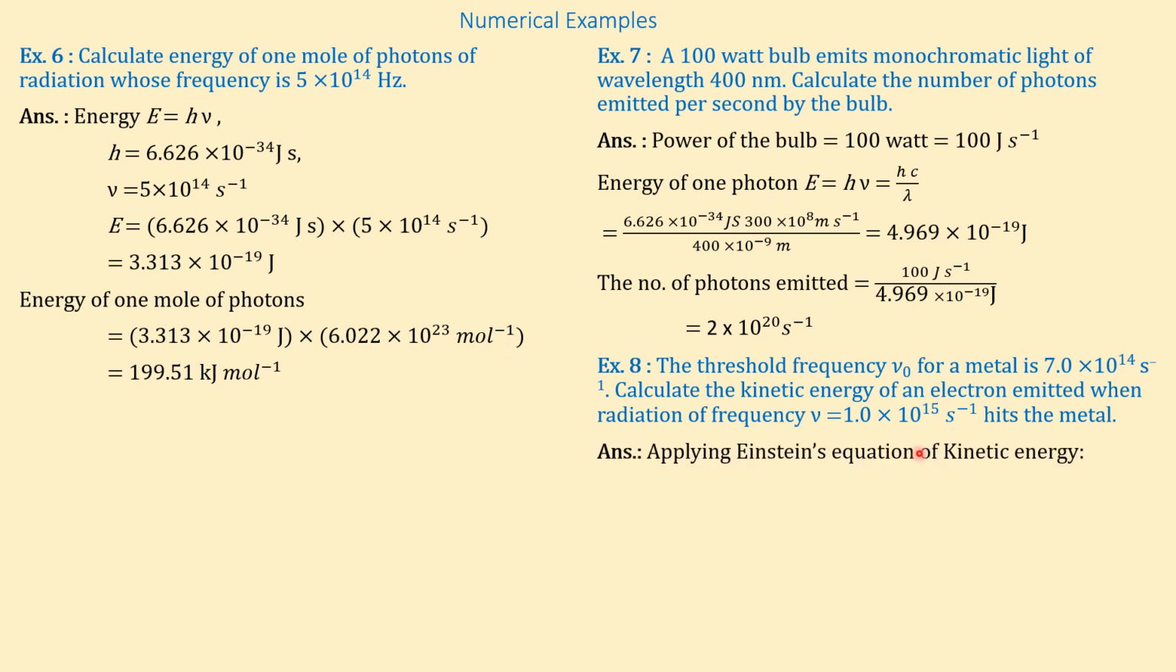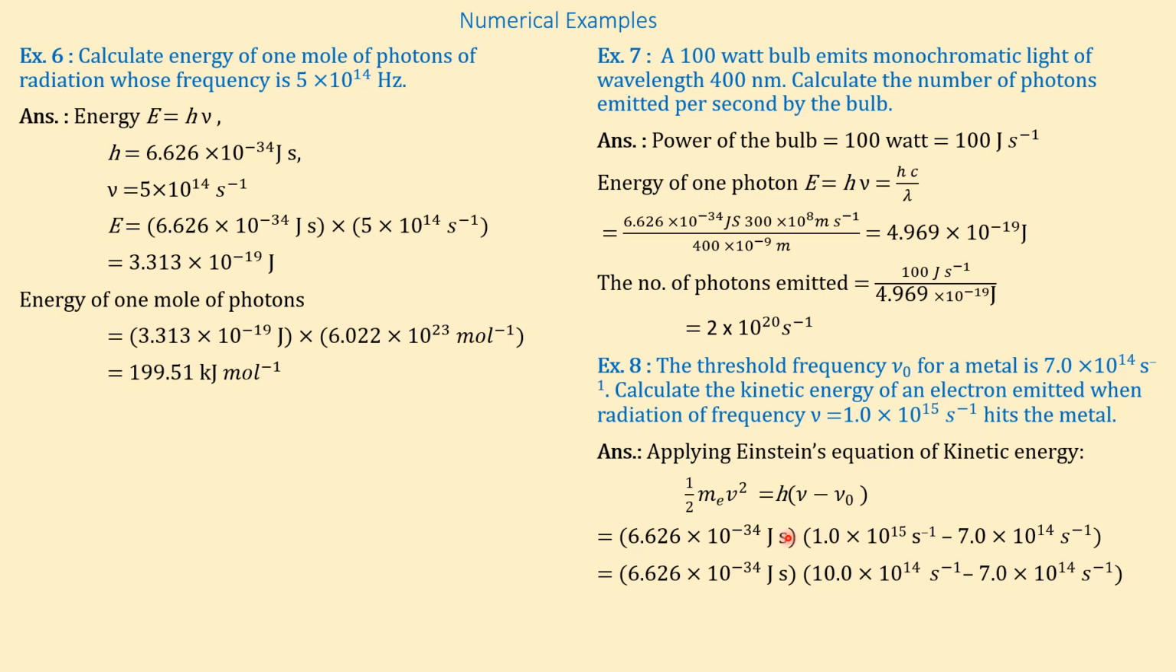Let us solve it. Applying Einstein's equation, the kinetic energy is given by half m_e v squared equals h(ν − ν₀). Here m_e is the mass of the electron, ν is the frequency of the radiation, and ν₀ is the threshold frequency. h is Planck's constant. Substituting the values, we get the answer as 1.98 × 10^-19 joules.